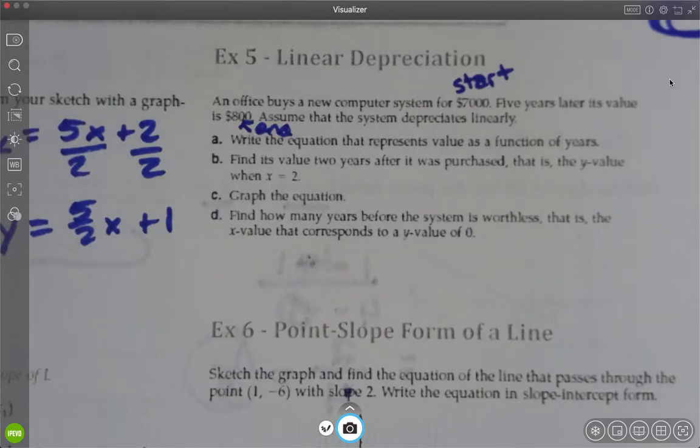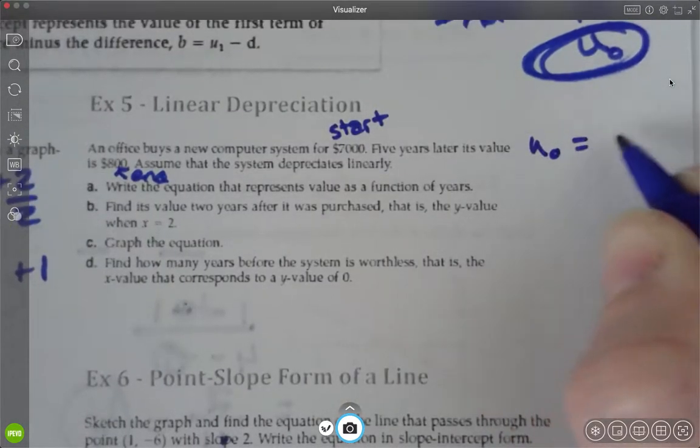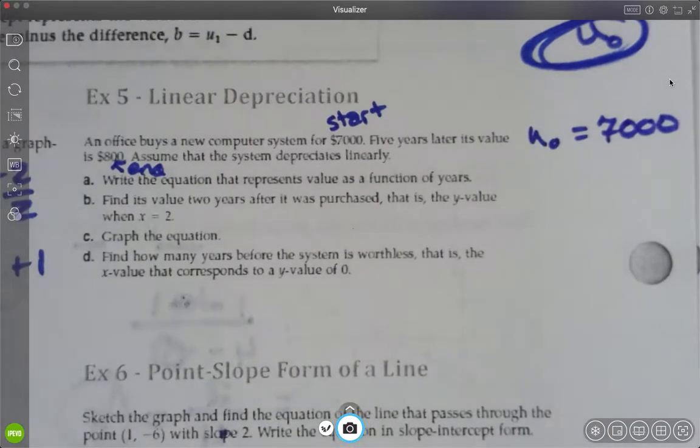So here's what's happening. I'm going to call 7,000 not u sub 1, but u sub 0. The reason is that I'm using 0 to represent time. At a time of 0, when I purchase it, it is $7,000. Not after a month or a year of having it. When I bought it to start with, I'm designating that as u sub 0.